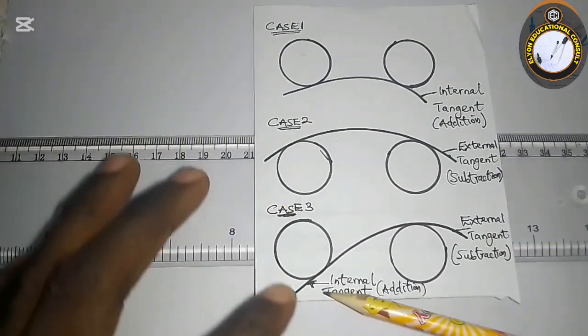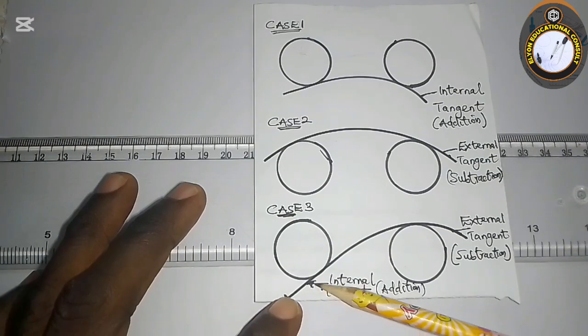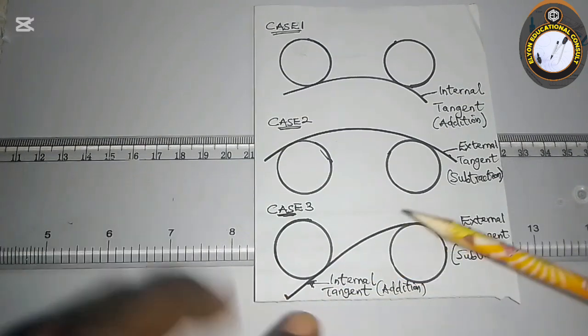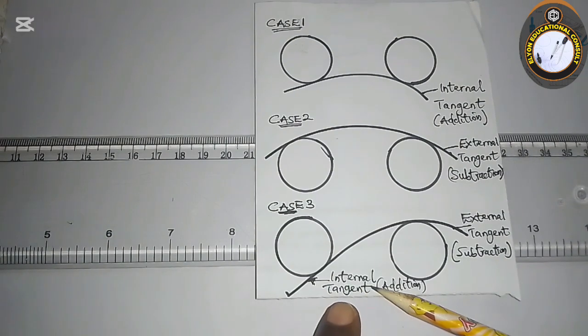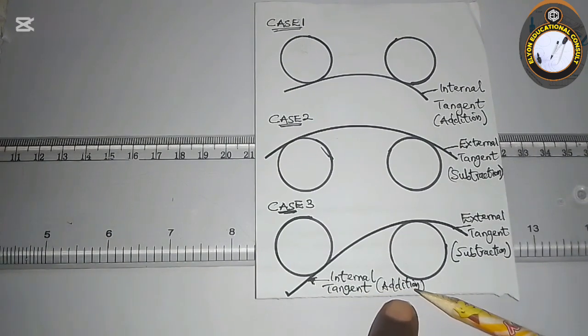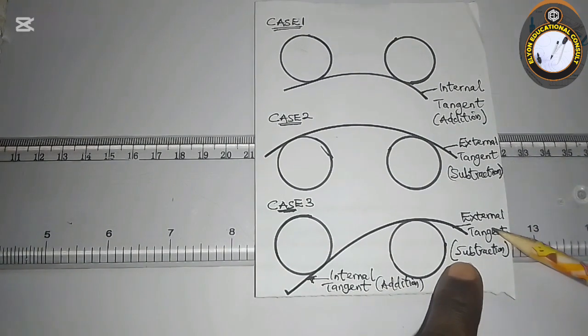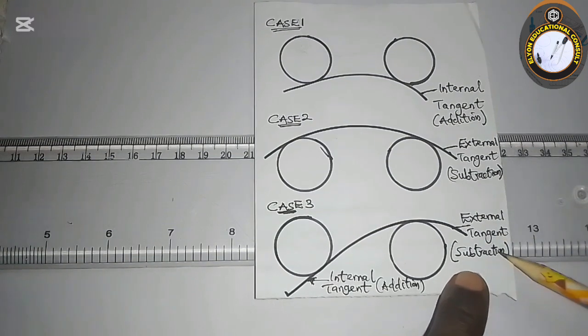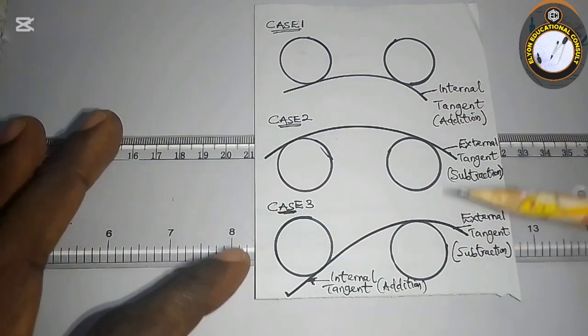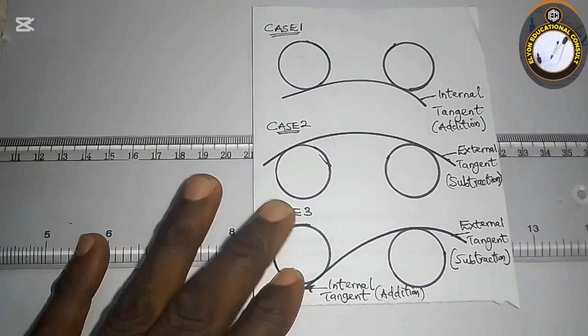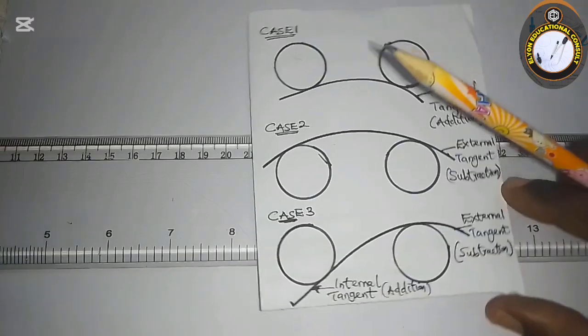Then when we have an arc going into the circle this way and coming out in this way, this is an internal tangent, which means that we are going to be using addition here, and at this point here we are going to be using subtraction. So this is the foundational knowledge that we must know when it comes to the application of the principle of tangency. So we'll be looking at a practical question now.